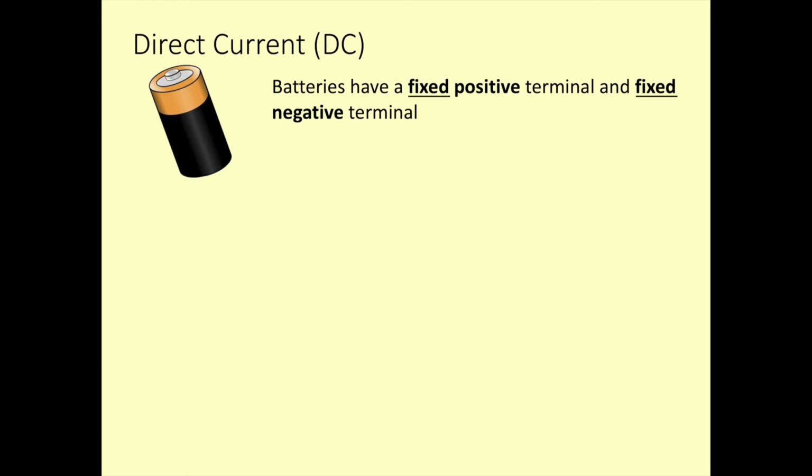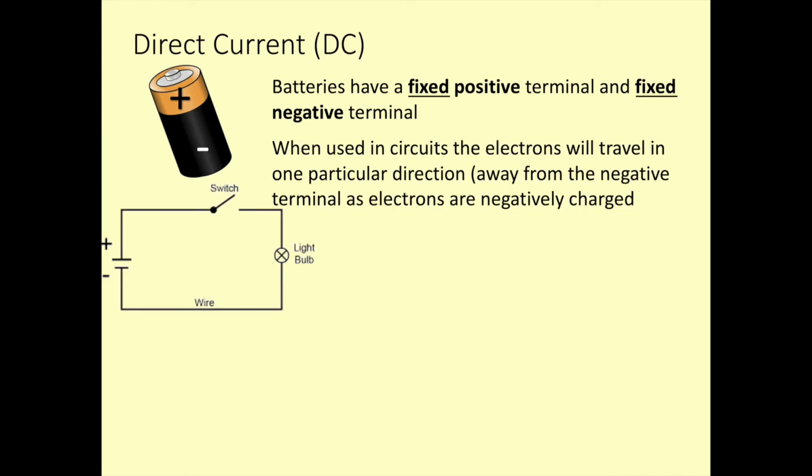So direct current, this is in circuits using batteries. Batteries have a fixed positive and a fixed negative terminal. And so when we use them in circuits, this means that our electrons will travel in a particular direction as they're repelled from the negative terminal of the battery, and so they travel away from that negative terminal.